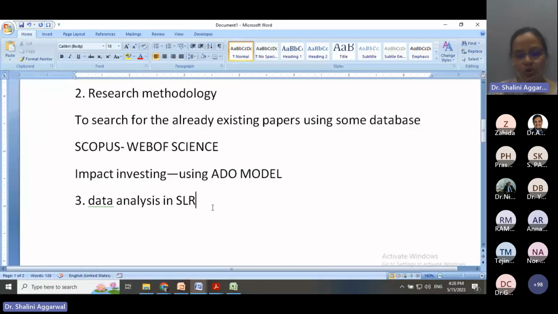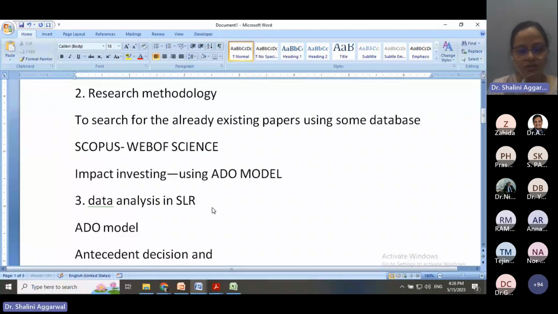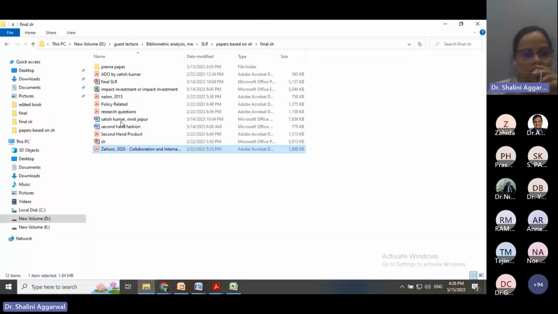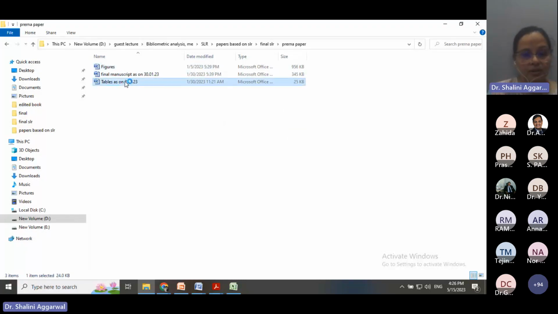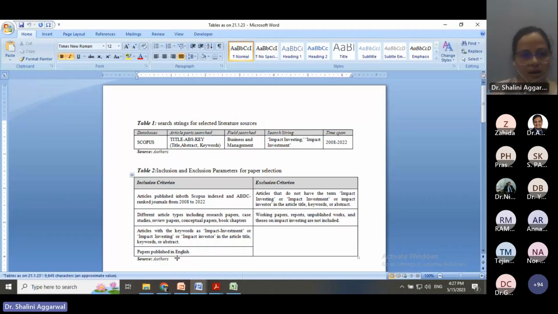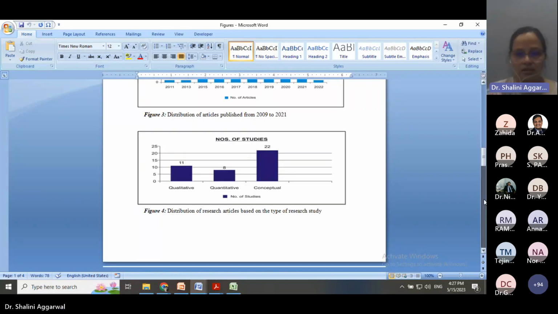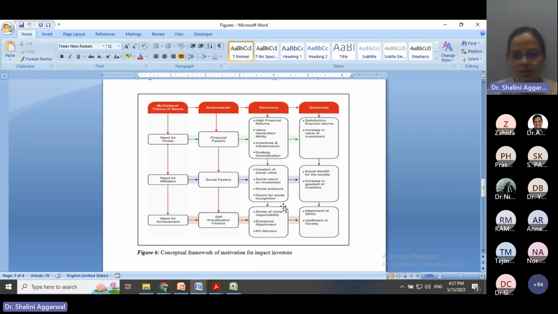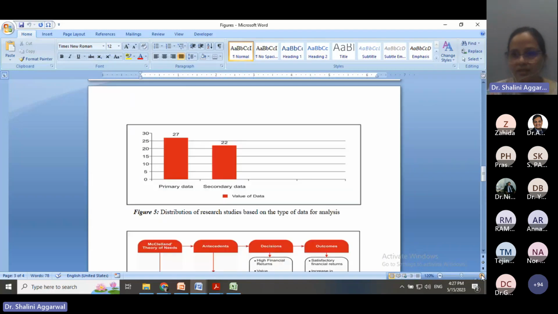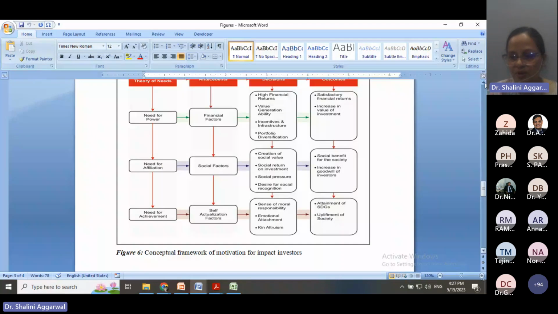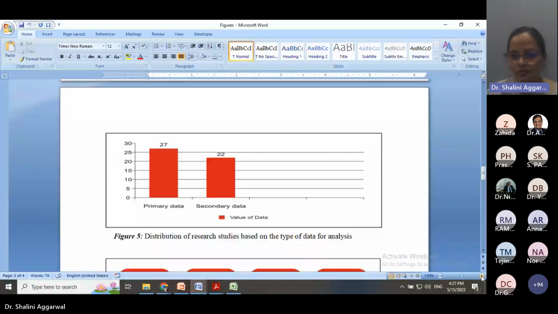So the next important thing in data analysis is the ADO model, right? That is antecedent, decision, and outcome based, right? So let me take you to one of my papers. Let me take you to the paper, the tables. Let me open it up. Figures. Let me take you to the figures. Okay. This is the ADO model. Can you people see this? Now, look at this. This is the ADO model. Let me explain this to all of you. Let me increase the font size.